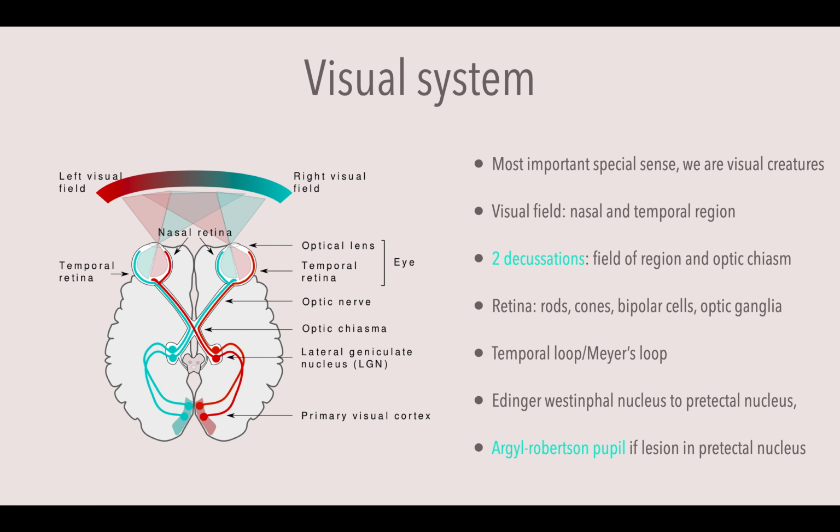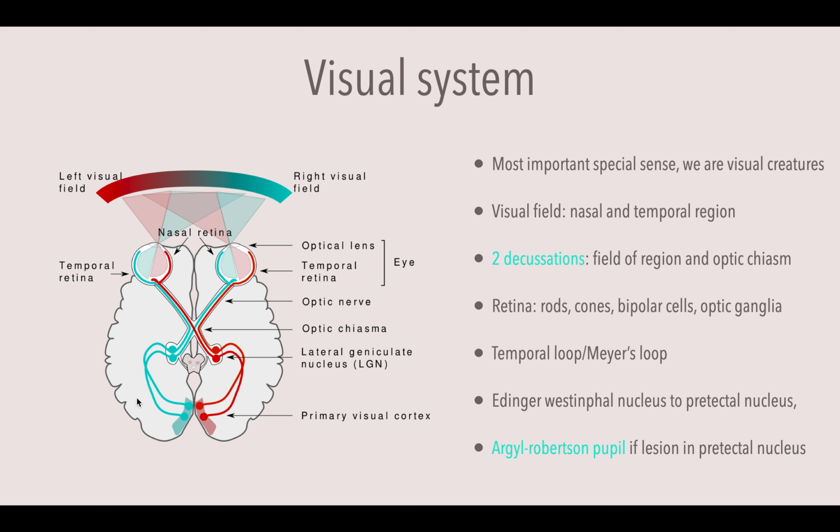We are visual creatures. The visual field is pretty wide because of the two overlapping regions, right? So we have the nasal region along with the temporal region. And there are two decussations. There is going to be decussations in the field of vision, as you can see here, right in the actual retina itself, and at the optic chiasm.